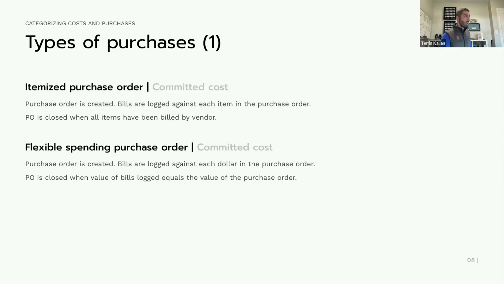A flexible spending purchase order works similarly in that it's still a committed cost, but the difference is that it closes when it is fully billed in dollars, not based off of units. So instead of me ordering 10 widgets, I'll order $10,000 worth of material. That way, when I log a bill, I don't have to specify necessarily how many items I am logging this bill for. I'm logging a bill for the first $5,000 of the $10,000 flexible spending purchase order.